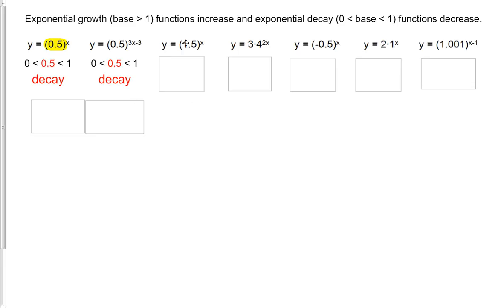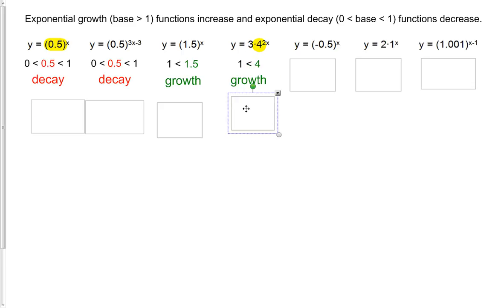For the next one here, we have 1.5 as our base. 1.5 is greater than 1. Therefore, it is exponential growth. On this one, we have some extra stuff going on. 3 times 4 to the 2x. Well, we're only looking at our base of the exponential term. So the number that we care about is the 4. Now 4 is greater than 1, therefore exponential growth.